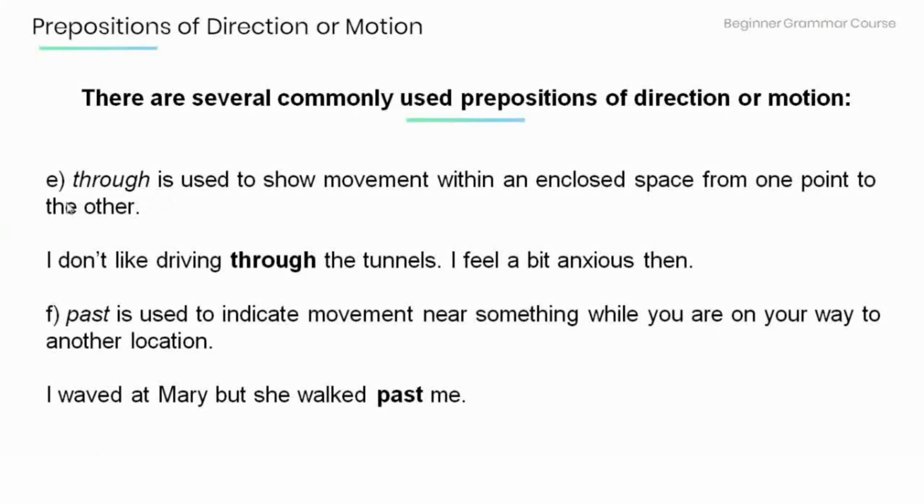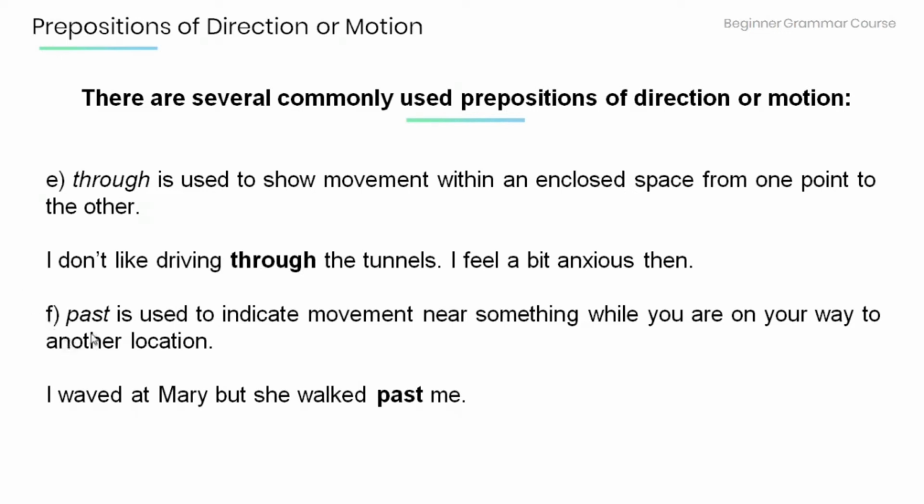E. Through. Through is used to show movement within an enclosed space from one point to the other, as in the example below. I don't like driving through the tunnels. I feel a bit anxious then. The preposition through in this sentence shows that I do not like driving inside the tunnel.